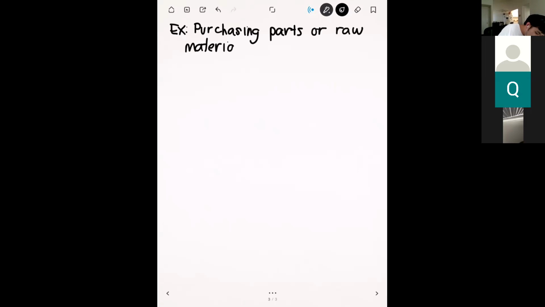Some examples of cost would be purchasing parts or raw materials. Paying for labor. Another thing that's really important for engineering projects is that oftentimes you're managing very big pieces of expensive equipment, and so you need to maintain that equipment. You need to pay every now and then for someone to come and perform routine maintenance.